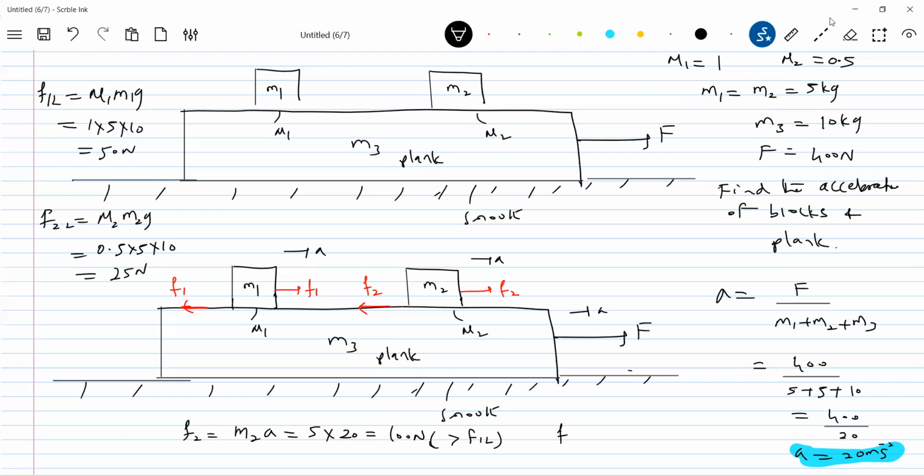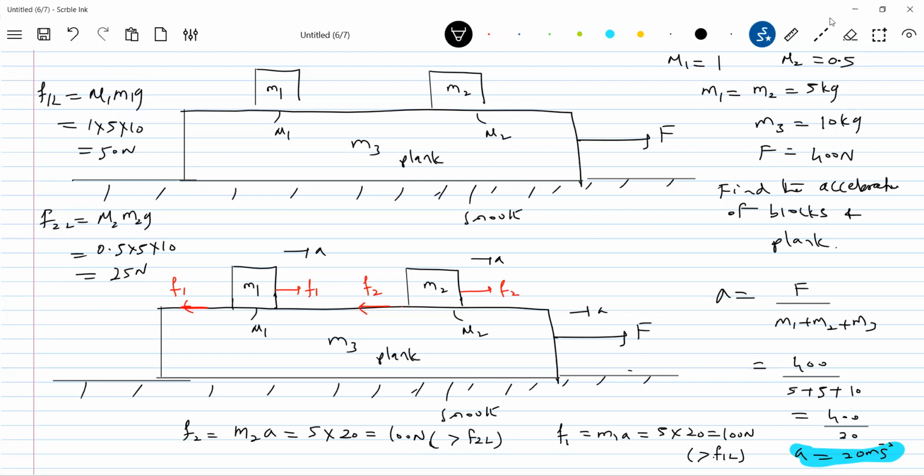Now similarly, let me go for F1. F1 equal to M1 into A. 5 into 20. This is also 100 Newton. So what is the value of F? This should be greater than F2L. This is greater than F1L.